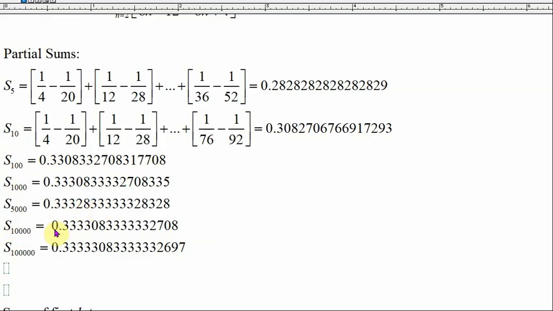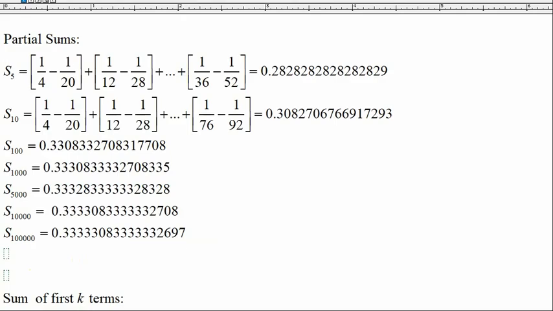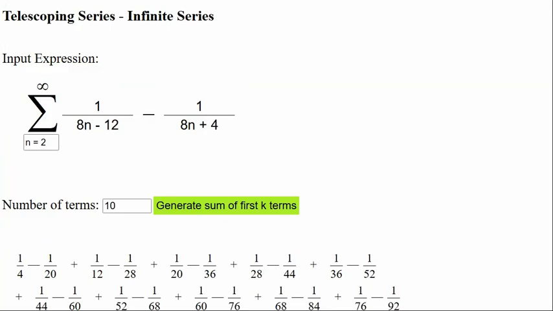Sum of the first 10,000 terms, and then sum of the first 100,000 terms. And so what we're seeing here is that as n gets larger and larger, the sequence of partial sums is approaching 0.333333, which is 1/3. And now let's write the sum of the first k terms. Here's our infinite series with the expression 1 over 8n minus 12 minus 1 over 8n plus 4.